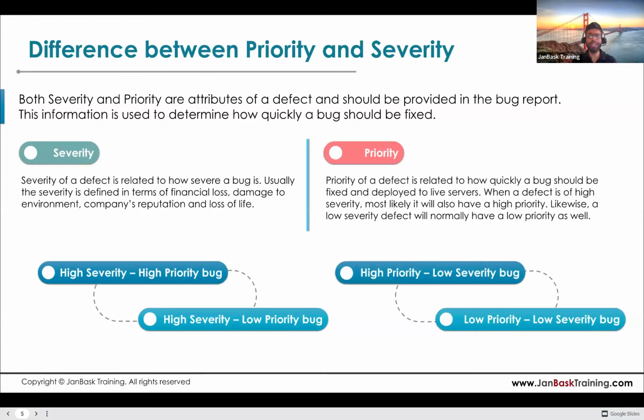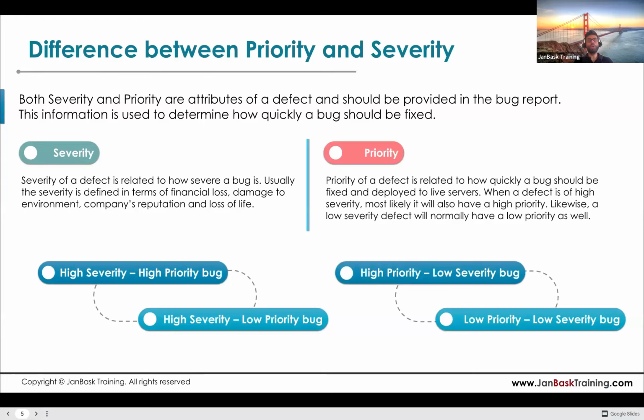Whenever you are finding any bug, you need to decide how that bug is affecting your system. That means how severe that bug is. If the bug is present in the application, how could it impact or damage the business, or harm the reputation of the company?